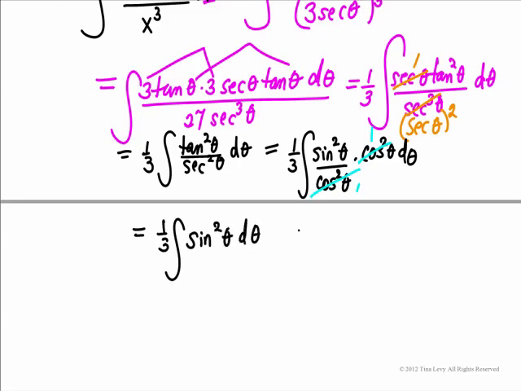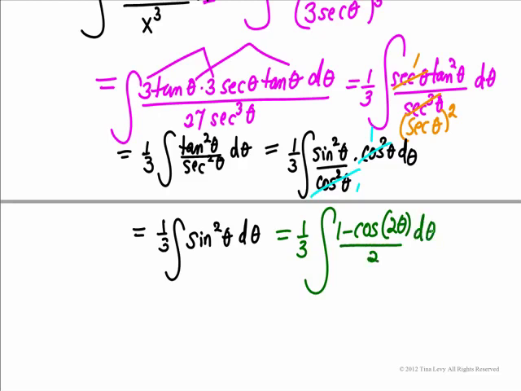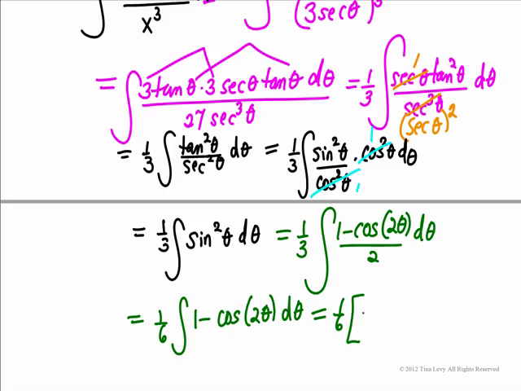And this is a special approach to doing this trig integral. This will be the half angle formula, so this gets replaced with 1 minus cosine of the double angle over 2, and 1/3 and 1/2. We can move that in front. We've got 1/6, 1 minus cosine of the double angle. This is going to be 1/6 theta minus 1/2 sine 2 theta plus a constant.